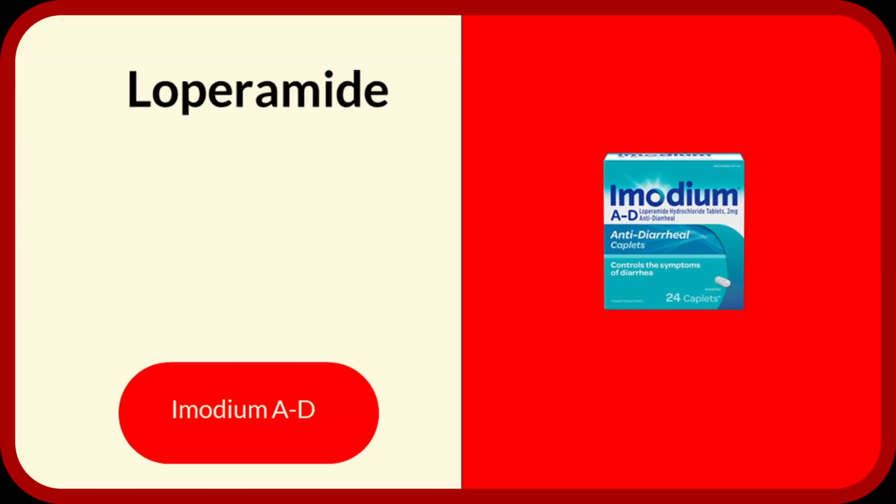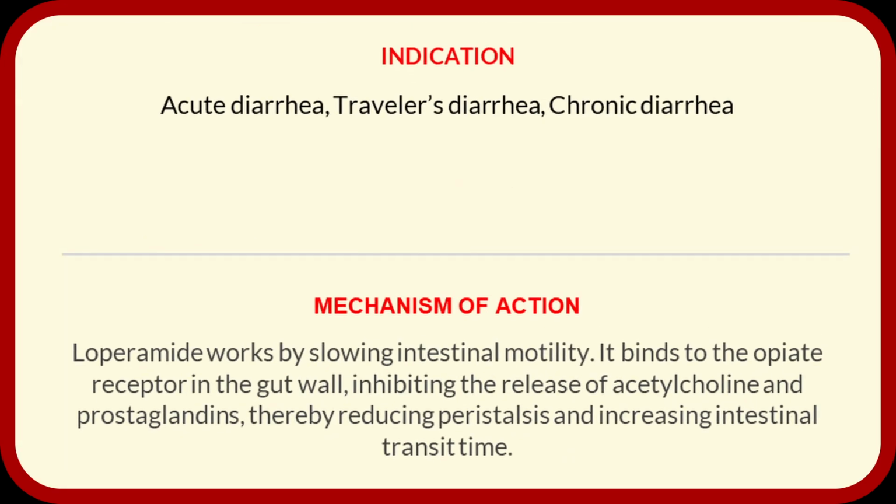Loperamide, with the brand name Imodium AD, is indicated for acute diarrhea, traveler's diarrhea, and chronic diarrhea. Loperamide works by slowing intestinal motility. It binds to the opiate receptor in the gut wall, inhibiting the release of acetylcholine and prostaglandins, thereby reducing peristalsis and increasing intestinal transit time.